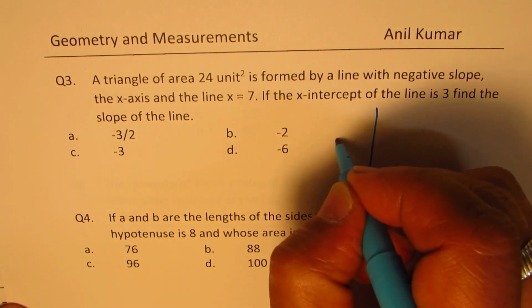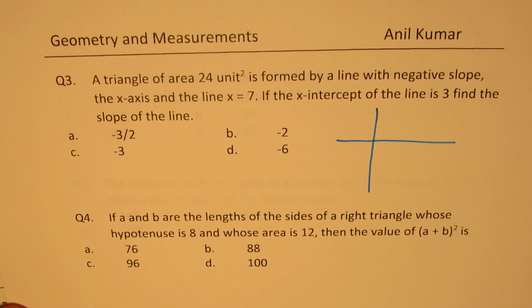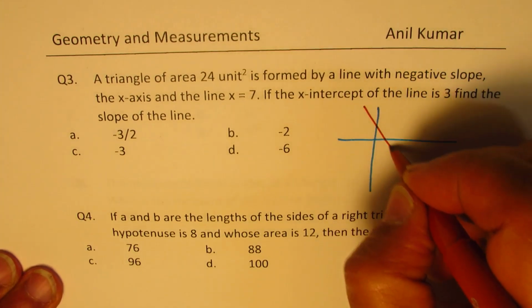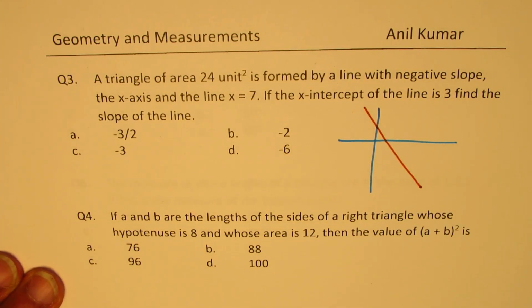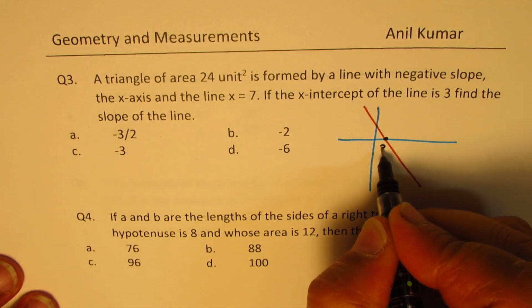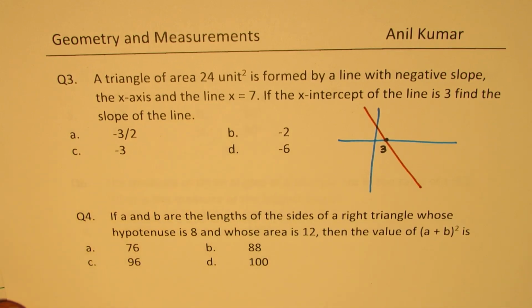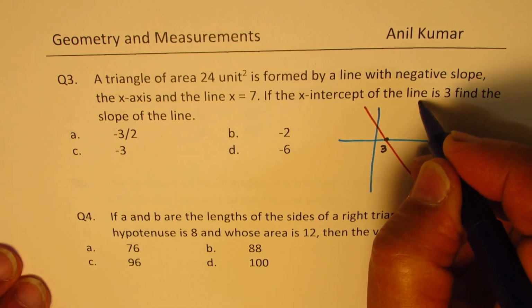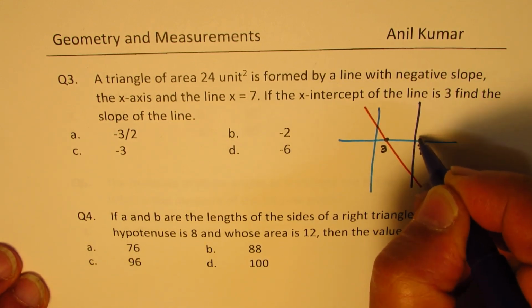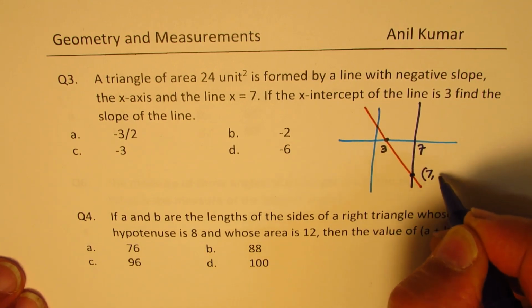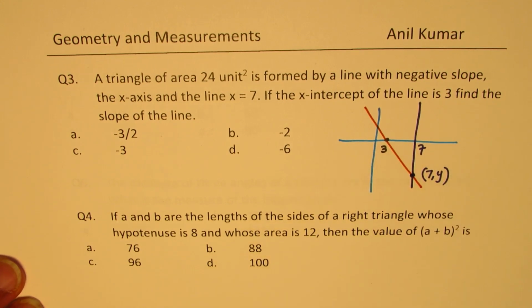So think like this. We have an axis here. We are saying negative slope, right? So basically the line is kind of like this, where the x-intercept is at 3. Then we also have a line which is x equals 7. x equals 7 is a vertical line, correct? So always at x equals 7, we'll have the value of x as 7. So it will intersect somewhere where the x value is 7, but we don't know the y value.